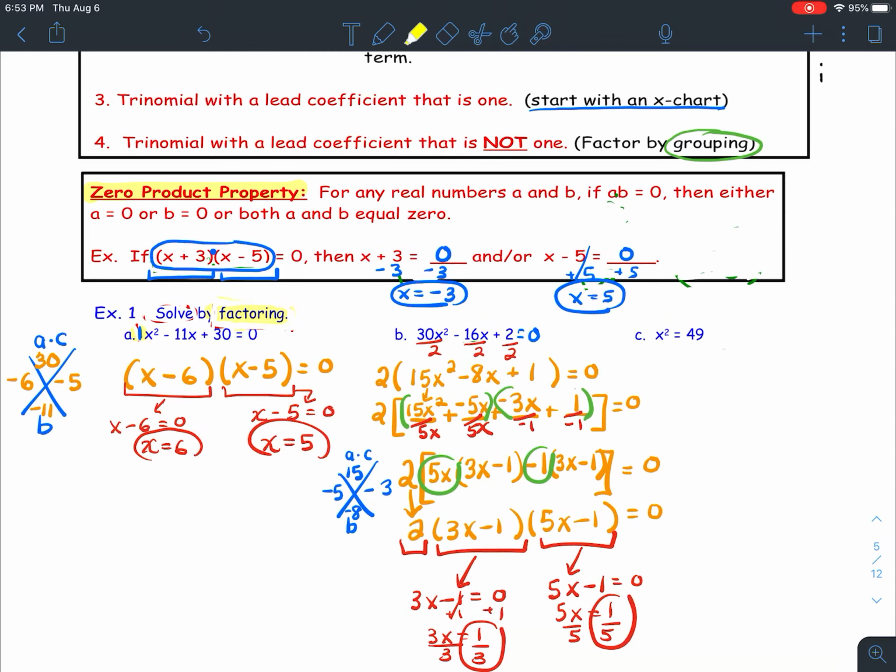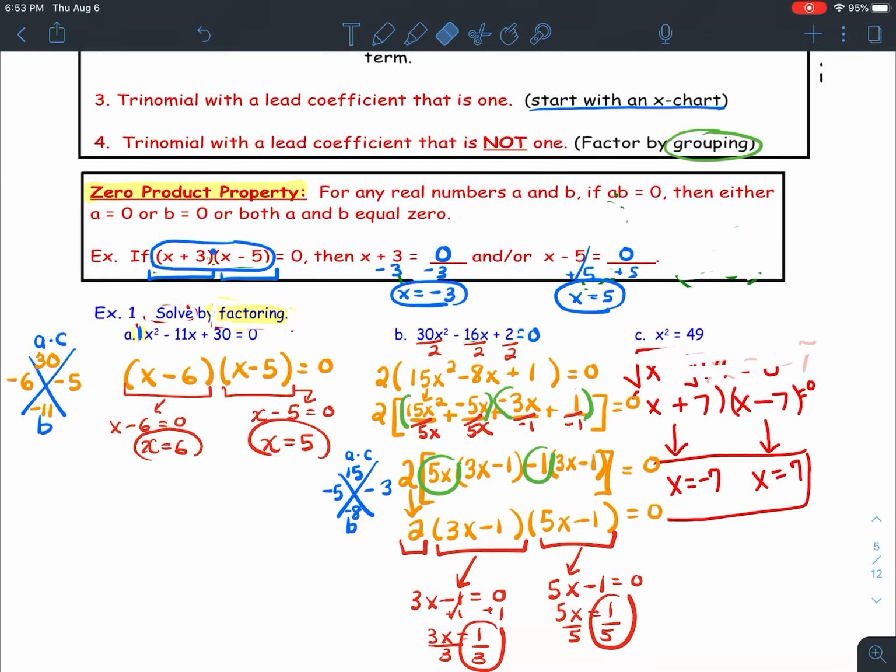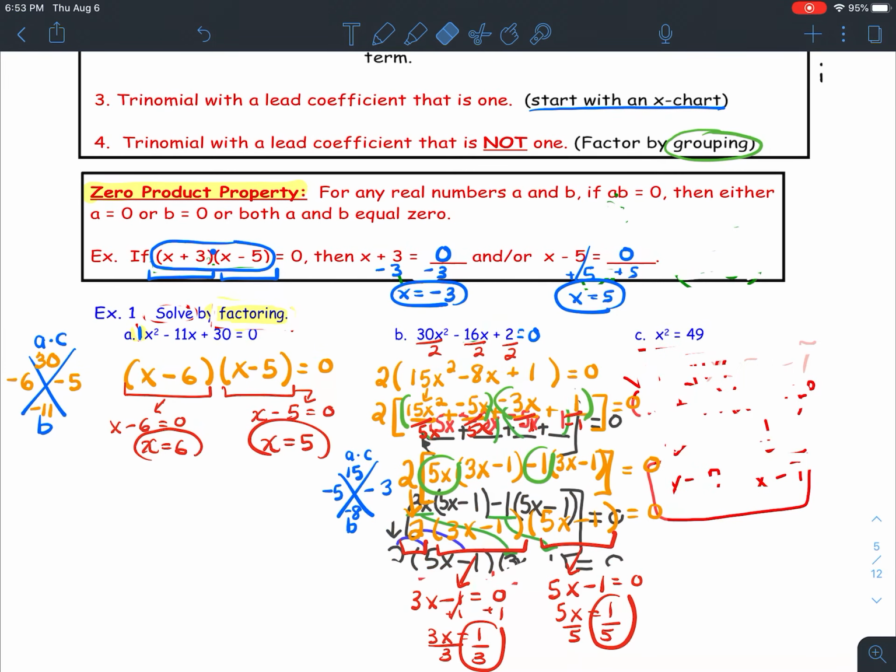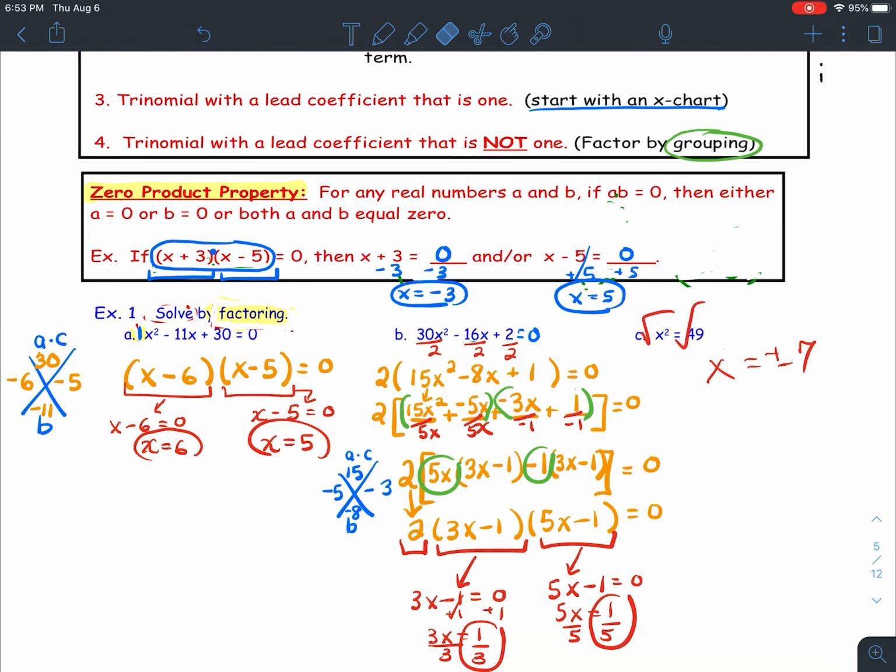Here's what always happens with example C. People forget that this section is focusing on factoring. If you look at the directions, they ask you to solve by factoring. Don't write this down, but this is what everybody does every time they see this. They think, oh, we're solving for x. I'll take the square root of both sides, and they write down that x is plus or minus 7. Which is actually the correct answer. Okay, it is plus or minus 7.